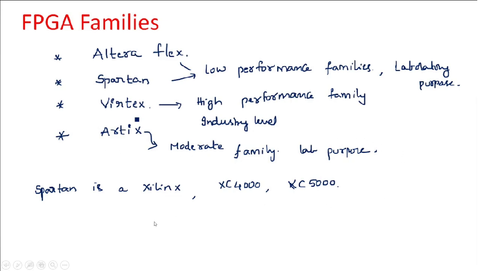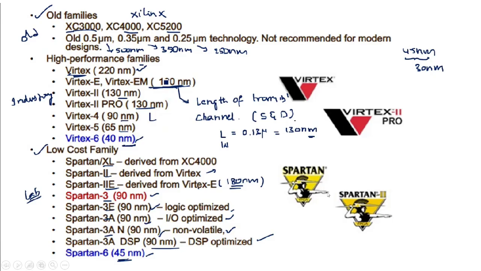Spartan is the family coming from Xilinx. Old families are there like XC3000, XC4000, XC5200. These use old technology like 0.5 micrometer, which means 500 nanometer technology, 350 nanometer technology, 250 nanometer technology.